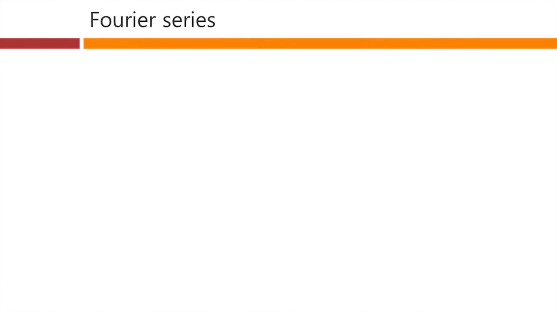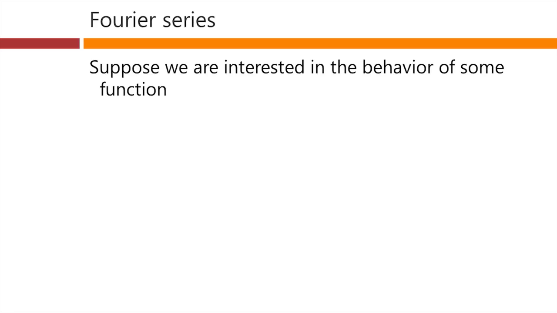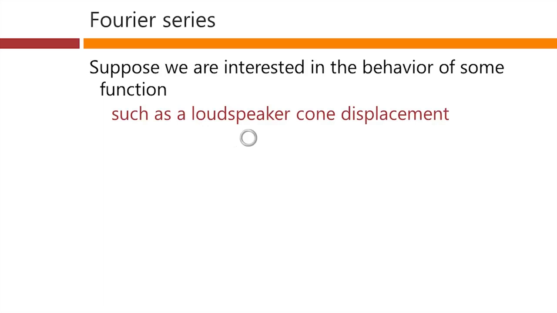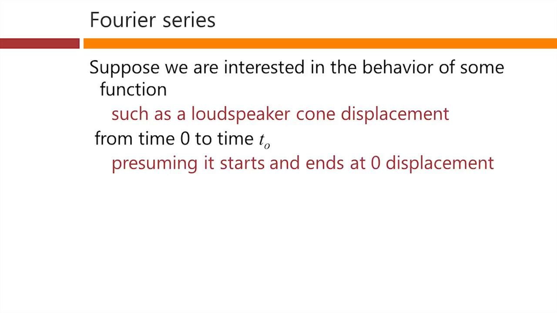So let's look at this idea of Fourier series. Suppose we're interested in the behavior of some function, and that's going to be, for example, the displacement of a loudspeaker cone. That's the thing that generates the sound that we can hear in music or whatever. And we're going to presume we're interested in this from some time 0 to some time t0. And we're also going to presume here that this particular displacement starts at 0 at time 0 and ends at 0 at time t0.